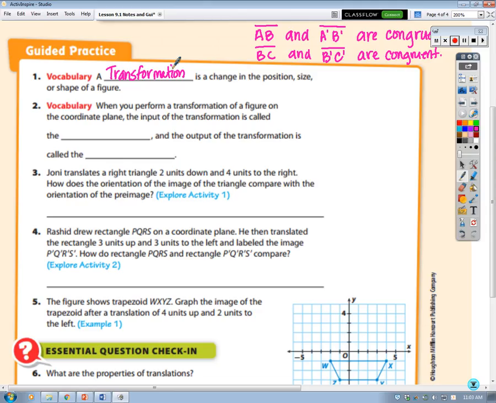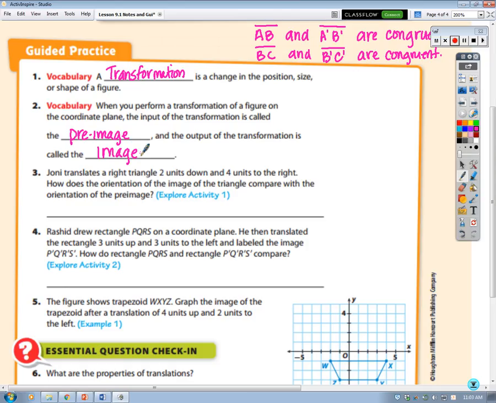Transformations is the big category within geometry that contains the changes. Okay, then we have specific types of changes. We have translation, reflection, rotation, dilation. Those are all types of transformation. Number 2 is another vocabulary term. When you perform a transformation on a figure on the coordinate plane, the input, or the starting, of the transformation is called the preimage. This is the before, the term for the before or the start. And the output of the transformation is called the image. That's the after the transformation.